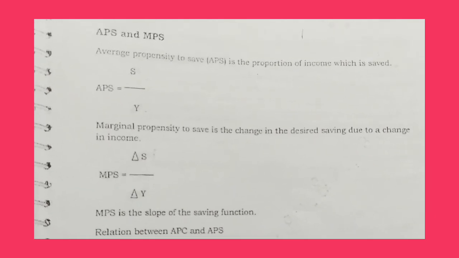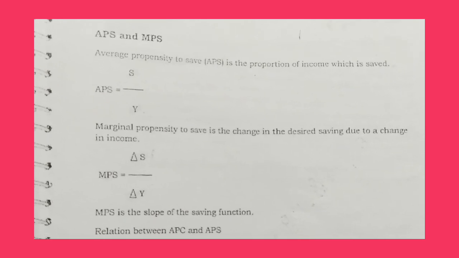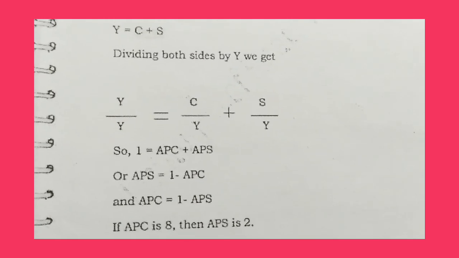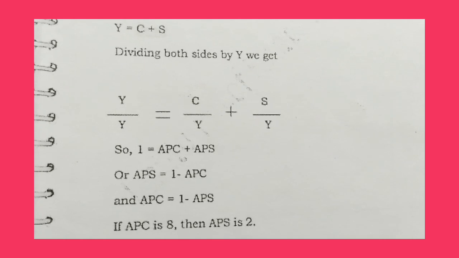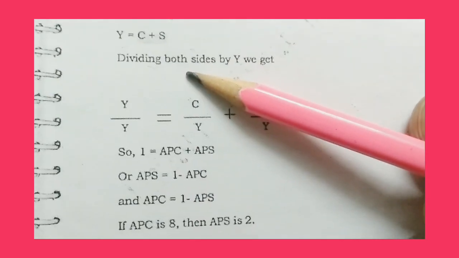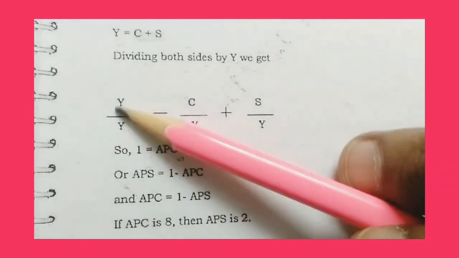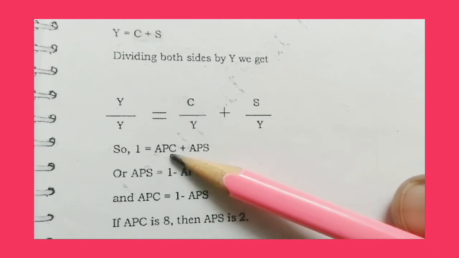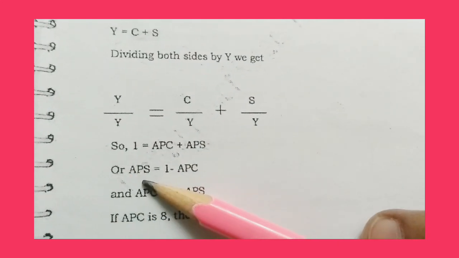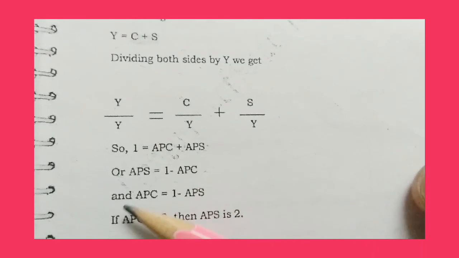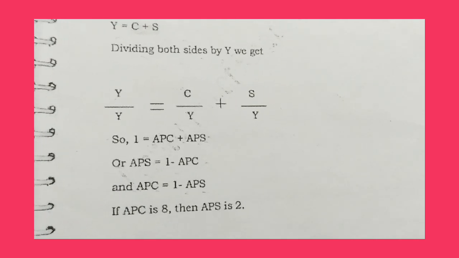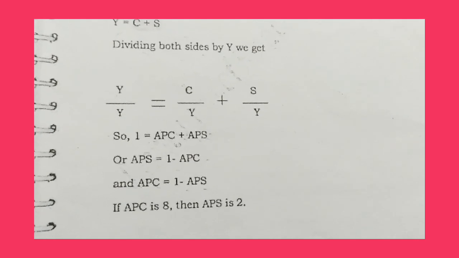Let's see the relation between APC and APS. We have known that there is a close relation between income, consumption and saving. So income is equal to consumption plus saving. Dividing both sides by Y, we get 1 equals APC, average propensity to consume, plus APS, average propensity to save. So APS is 1 minus APC. APC is 1 minus APS. If APC is 0.8, then APS is 0.2. Then we get 1.